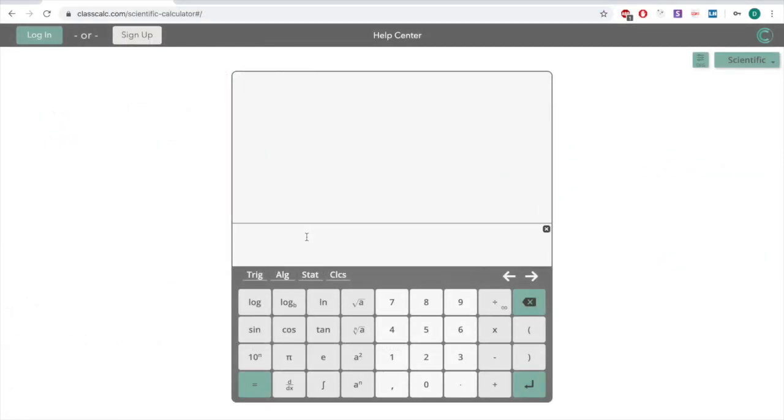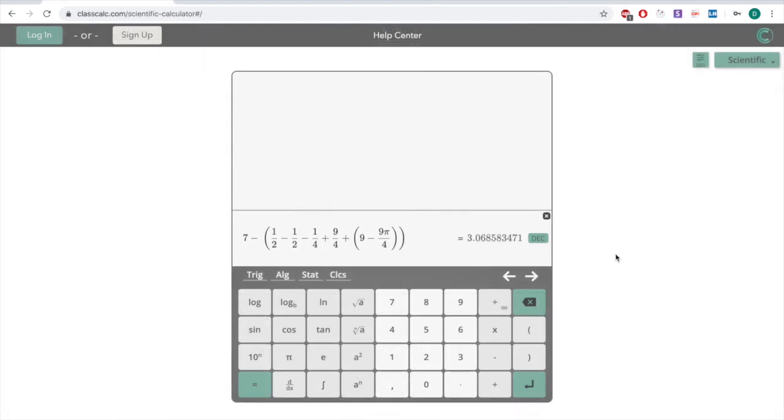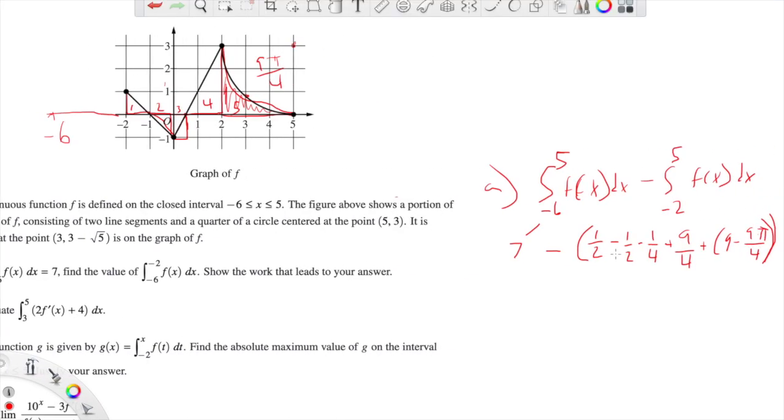All right, now let's go plug it into the calculator. That gives us 3.069, which will be the right answer. 3.069 is the right answer.